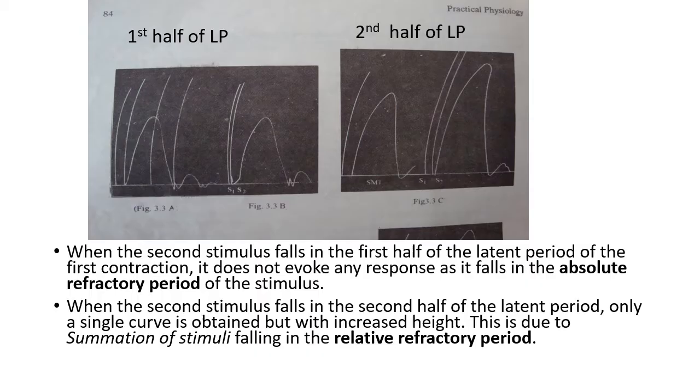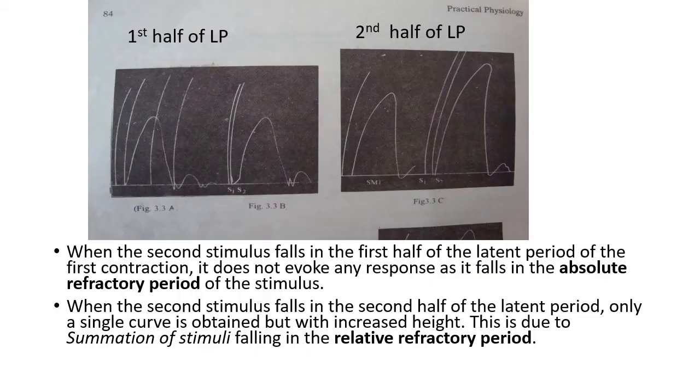So now the first graph of this practical. You can see two different graphs. The left one is when the second stimulus is applied during first half of latent period, and the right side of the graph is when the stimulus is applied during second half of the latent period. So now the left side of the graph, let's talk about it. You can see here figure 3.3a and figure 3.3b.